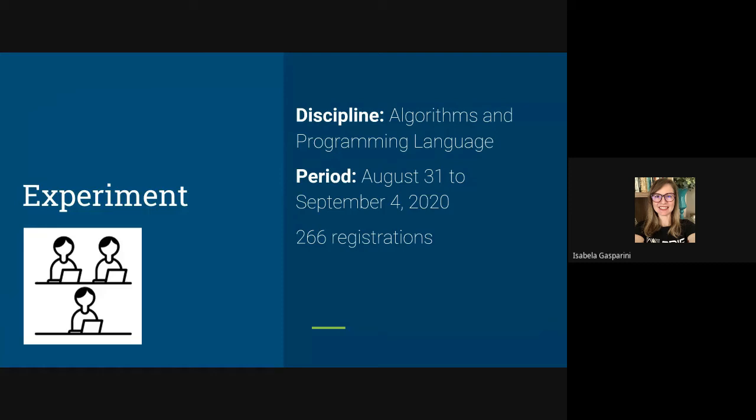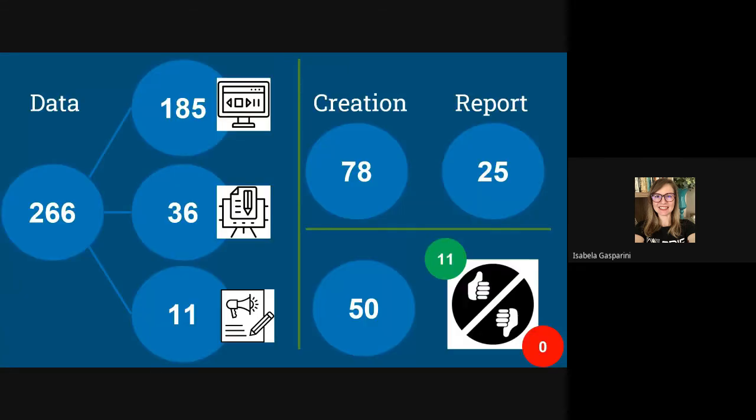We conducted an experiment to evaluate our new tool. The experiment was conducted online with the algorithms and programming language discipline. It was from August 31 to September 4 last year, and we had 226 registrations. During the course period, interactions were made with students by email, encouraging them to access the content and create exercises. Of the 266 students, 185 accessed at least one content, 36 created exercises, and 11 reported exercises created by their classmates.